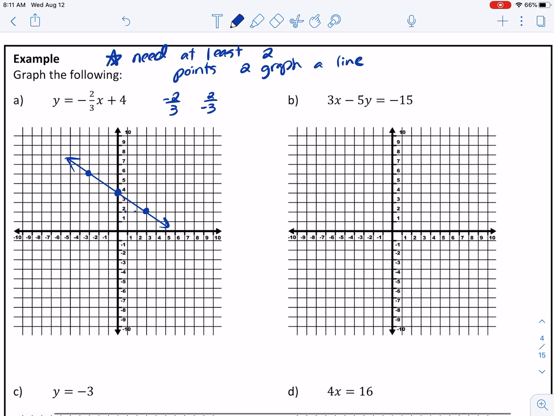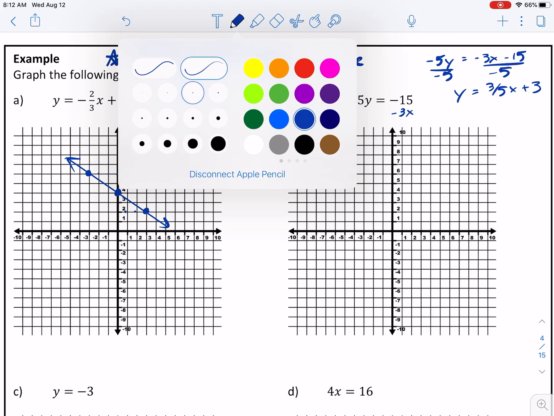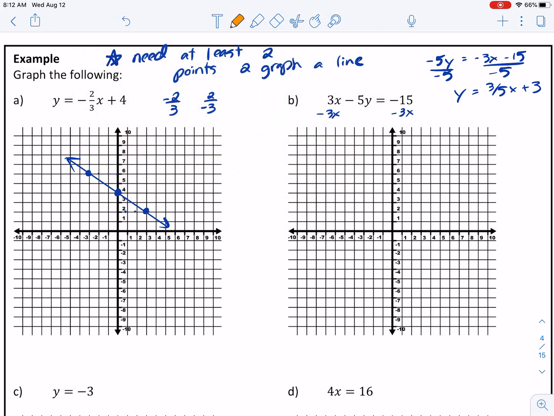For B, if you're really comfortable using slope-intercept form, you can start solving for y. You can move the 3x over. You get -5y equals -3x minus 15. Divide by -5, and we get y equals +3/5 x plus 3. And you could graph that slope-intercept form. It's the same exact equation. Or I want to quickly show you how to graph using standard form.